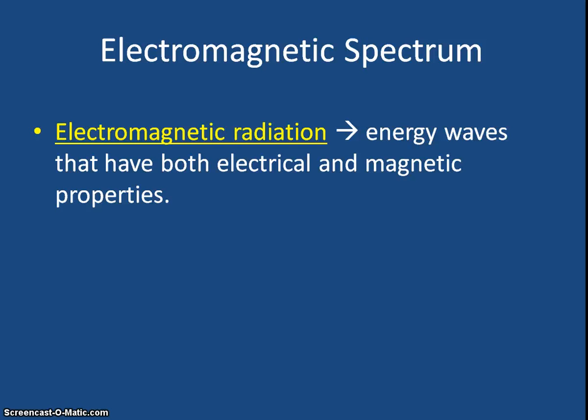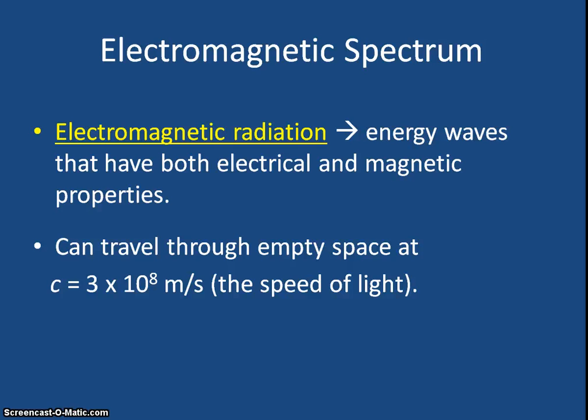Electromagnetic radiation is basically just energy that has both electric and magnetic properties. And all of these types of radiation travel through empty space at the same speed. We call it the speed of light.